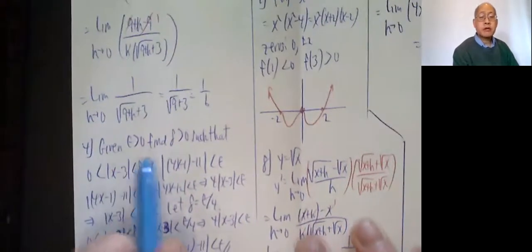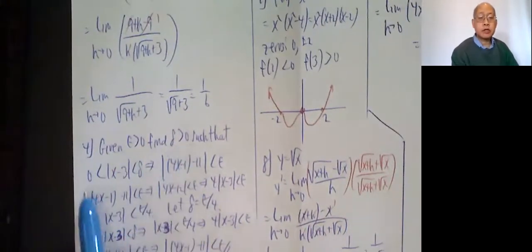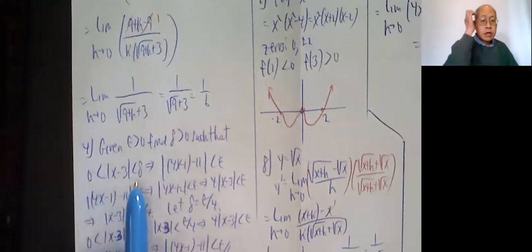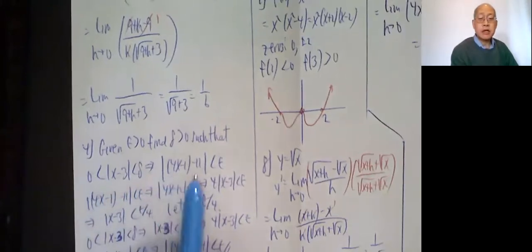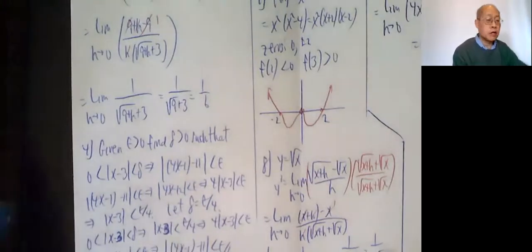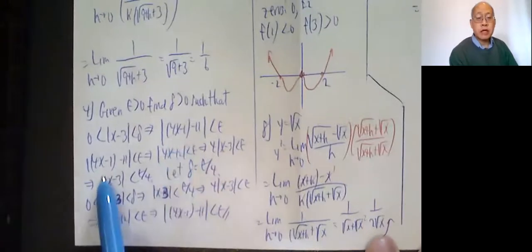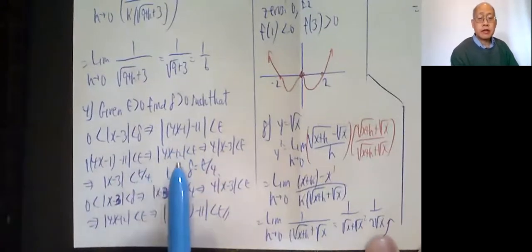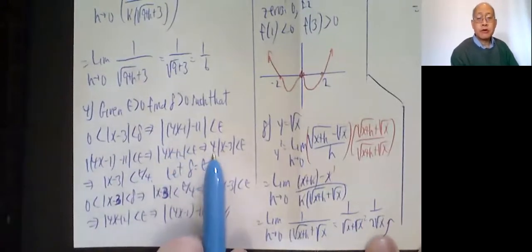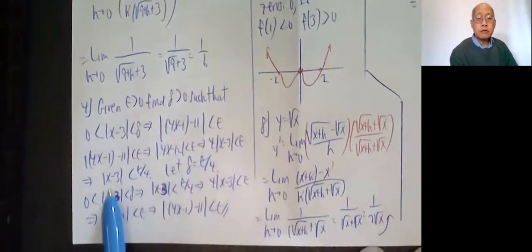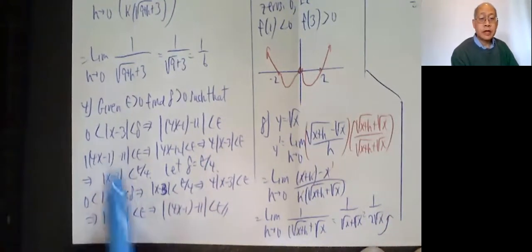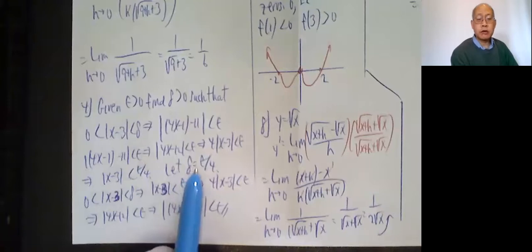Number 4, given epsilon greater than 0, find delta greater than 0 such that 0 less than absolute value of x minus 3 less than delta implies absolute value of f of x minus L, which is 4x minus 1 minus 11, is less than epsilon. 4x minus 1 minus 11 means 4x minus 12. Factor out the 4, divide by 4. Now this side looks like that, so let delta equal epsilon over 4.